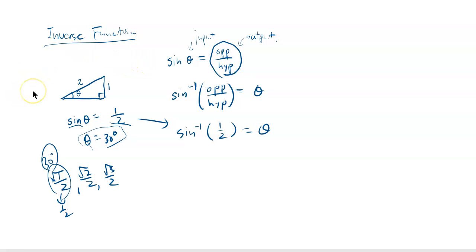Now, another way to understand the inverse function is like this. An inverse function is something that cancels the function. So if you apply sine inverse to both sides, then these two cancel, and then angle theta would be sine inverse of 1/2. So that's another nice way to look at it.